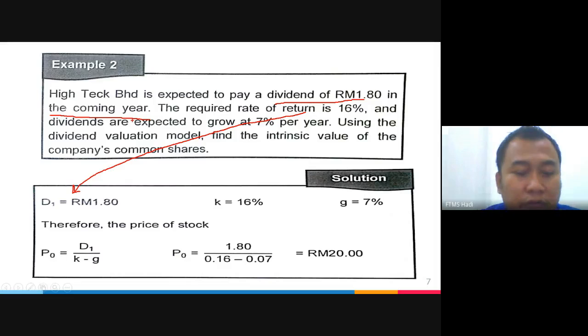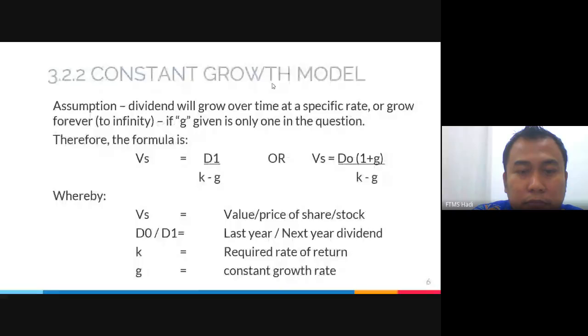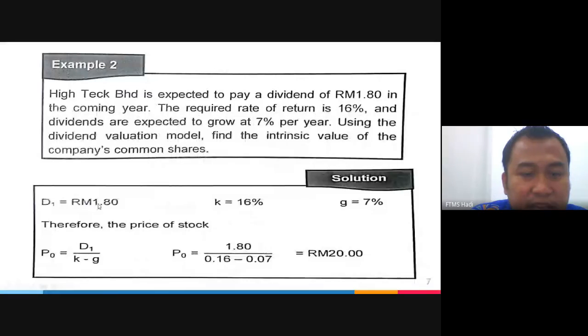The required rate of return is 16%, which is K, and dividends are expected to grow at 7%. In this case, only one G is given, which is 7%. Every year they will experience 7% growth. Using the dividend valuation model, find the intrinsic value of the company's common shares. Since they use D1, we should use the D1 formula. D1 is RM1.80, K is 16%, G is 7%.